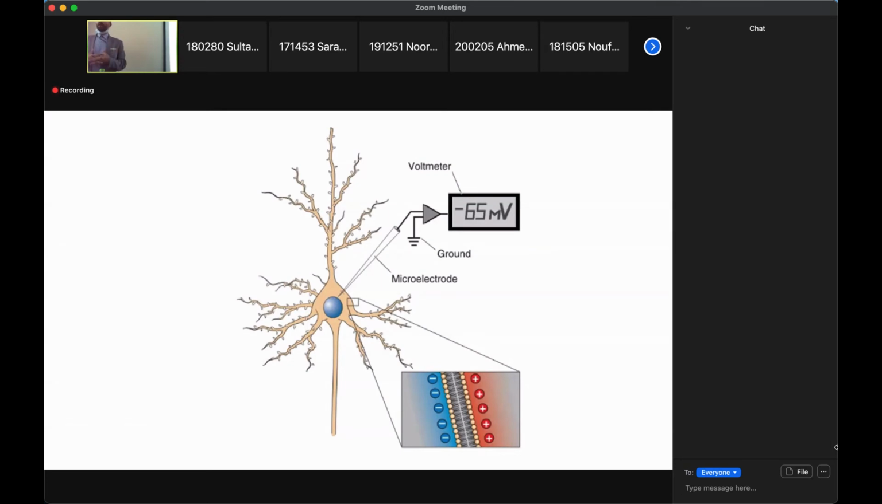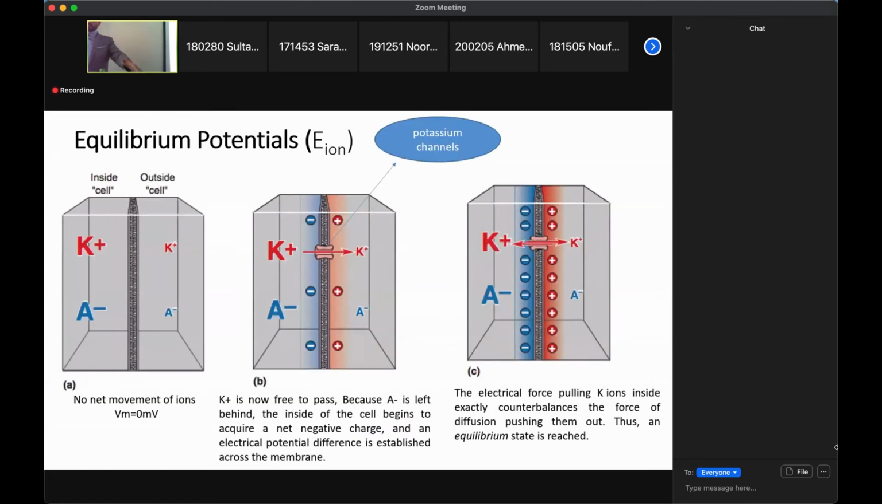Negative 65 millivolt. Okay, so what does negative 65 mean? Negative means that it has more negative particles inside the cell compared to outside. But what does this value really mean? Okay, basically, let's take this scenario here.